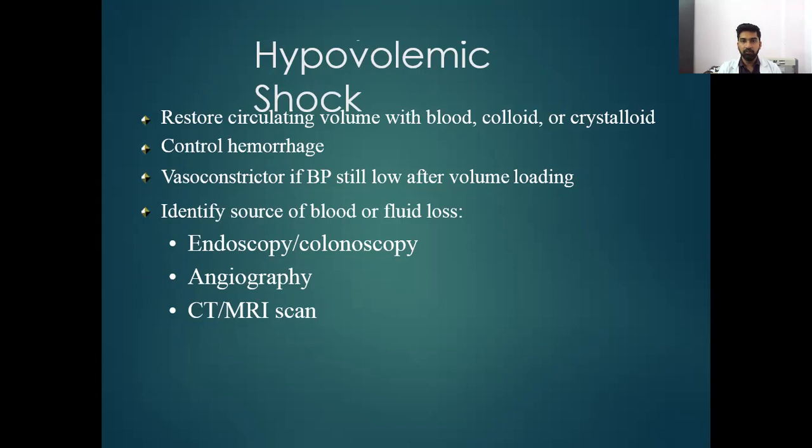Find the point of bleeding, whether it's inside or outside, and try to control the hemorrhage. Use a vasoconstrictor to pump the heart if BP is still low after volume loading. Identify the source of blood or fluid loss. Endoscopy, colonoscopy: in case of any variceal bleed, intra-abdominal bleed, or rectal bleed, you can do endoscopy and colonoscopy and identify the source, and you can correct the hypovolemic shock. You can do angiography to find out the condition of blood vessels, and you can do CT or MRI scans.